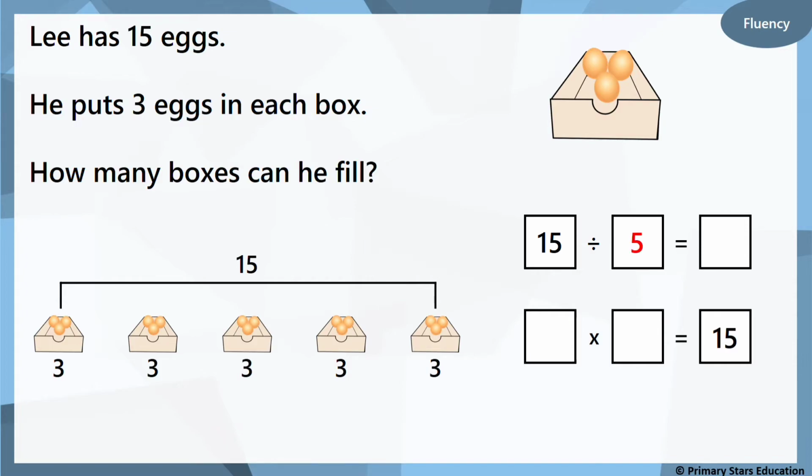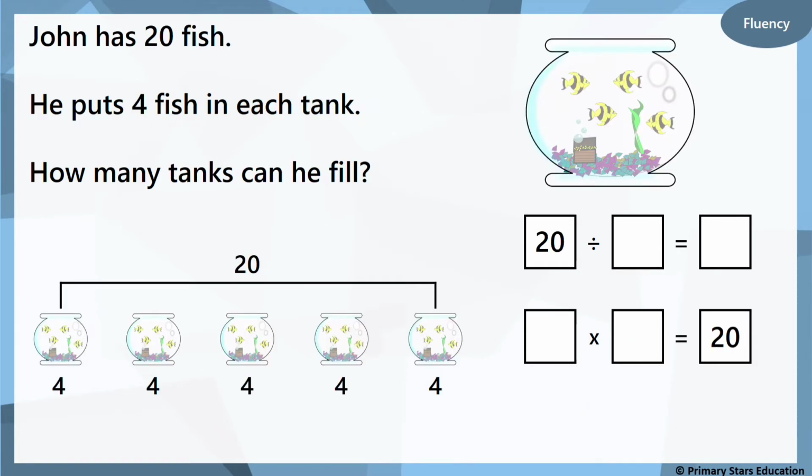So we know that we've got five boxes and there are three in each box. We can also see here that we have five groups with three in each group. So five times three is 15. Go back and check that one if it's really tricky.